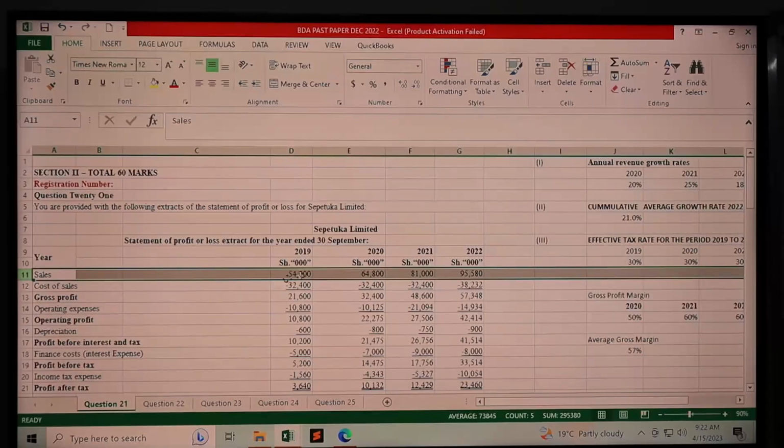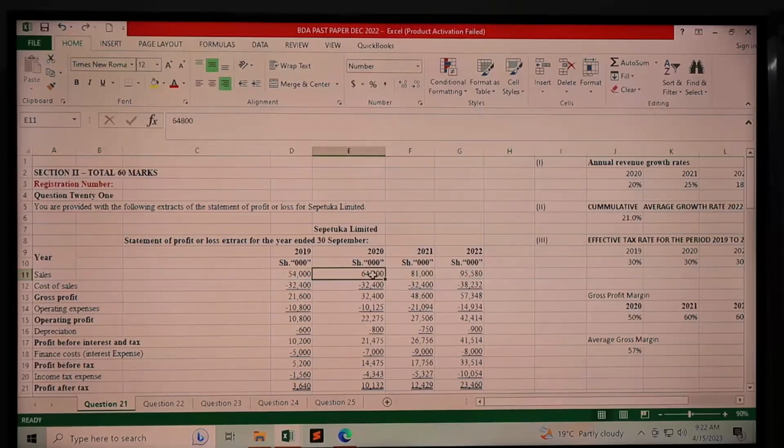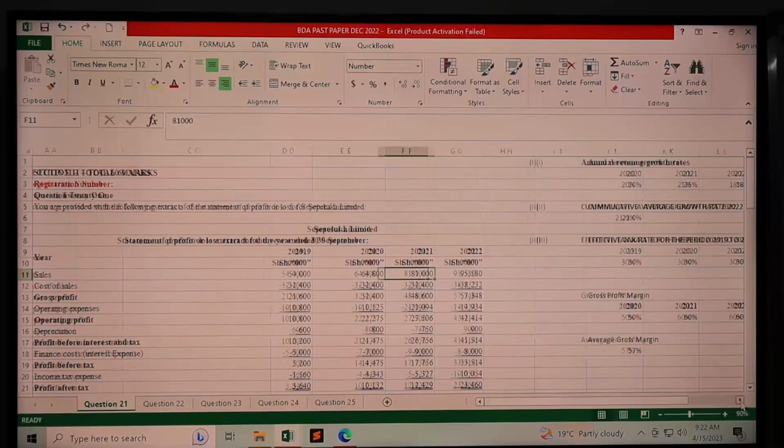You can see there is growth. You can see this amount to this amount is a growth, but they are not asking for that growth. They're actually asking for the rate, the growth rate. The same case here and the same case here. So to get that, you can use that simple formula.